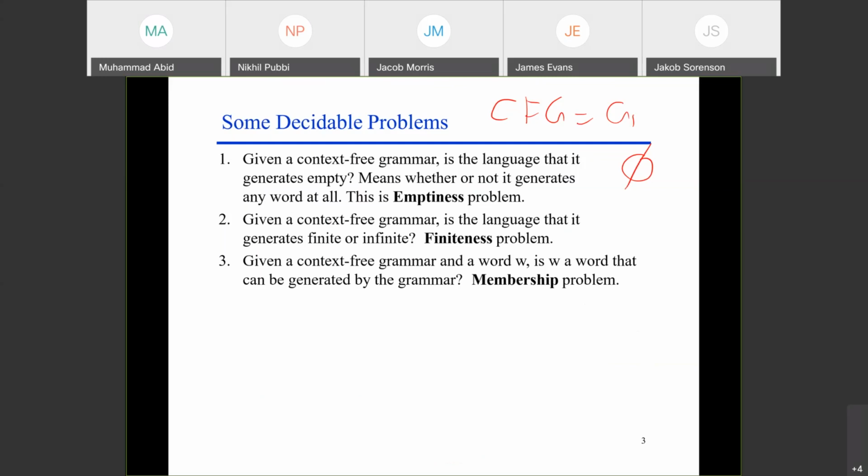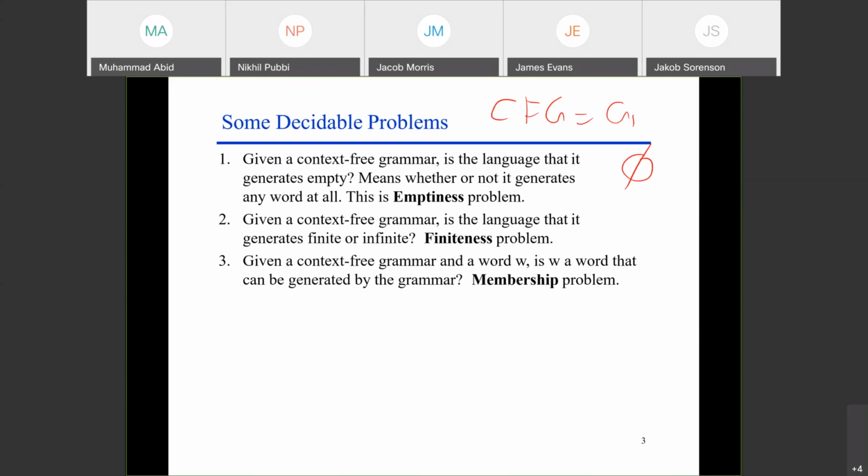Now, the second question: given a context-free grammar, is the language that it generates finite or infinite? We can figure this out without knowing the definition of the language. We can say whether it can generate infinite words or only a limited, finite number of words. This is called a finiteness problem.